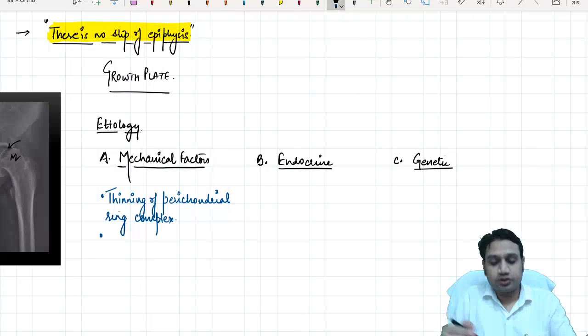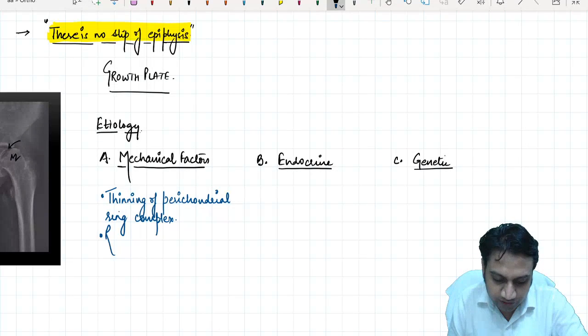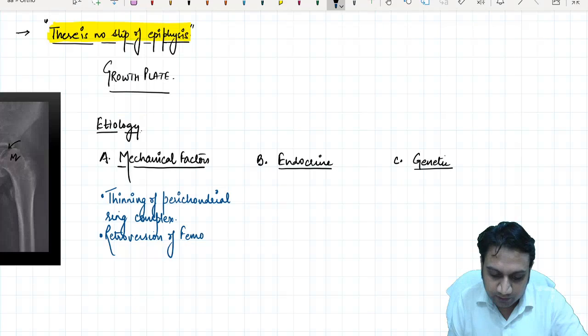Second is the retroversion of the femoral neck. Now what is that retroversion? What is the meaning of retroversion and anteversion? Retroversion of femoral neck. Now understand this.